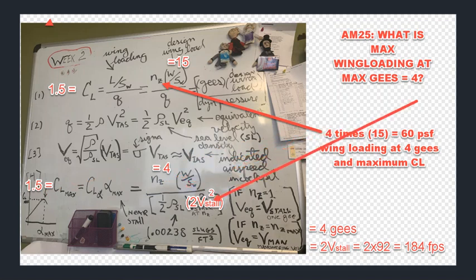If you go faster than twice the speed, then you'll be able to pull more than 4 G's, but you could pull the wings off the airplane. And the maneuvering speed then is 184.